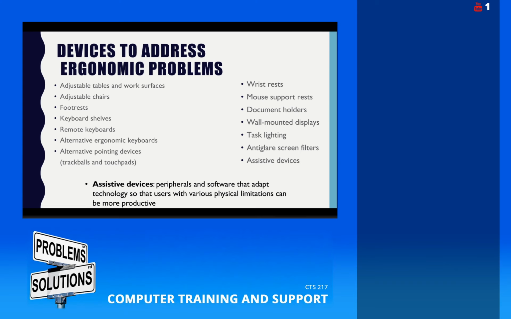So these aren't necessarily things that you want to force people to do in all situations, but they are things that you can make suggestions toward, and things that you can consider as you are setting up workstations.